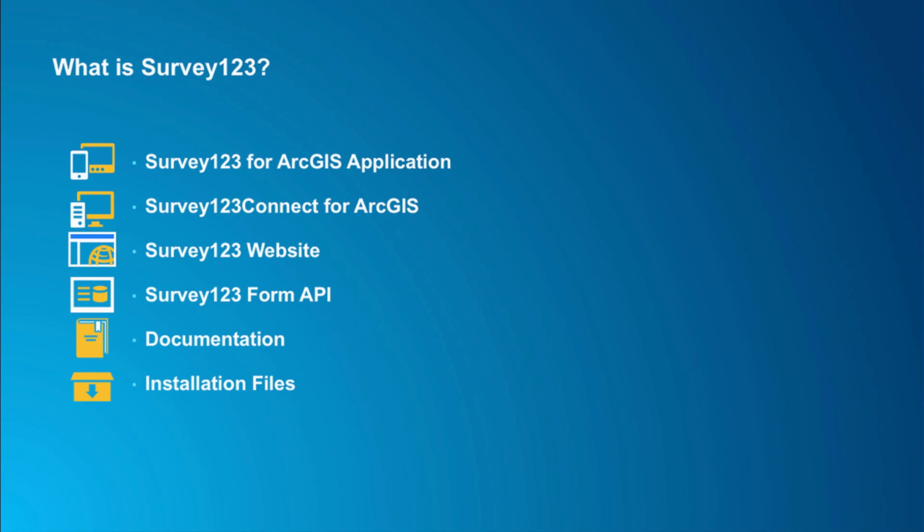So, Survey123, most people know it as a phone app. Most people know it as a website. Most people know Survey123 Connect as a desktop application that lets you author surveys. Behind that is a lot of other components in addition. So we have the mobile app, the desktop, and the website. We also have an API that's hosted with the website. This is what actually transforms the XLS file, that Excel file, into the form that we use inside the mobile application. Obviously, we also have documentation. And then finally, we have to have a way to get the programs to you, the downloadable, installable files.